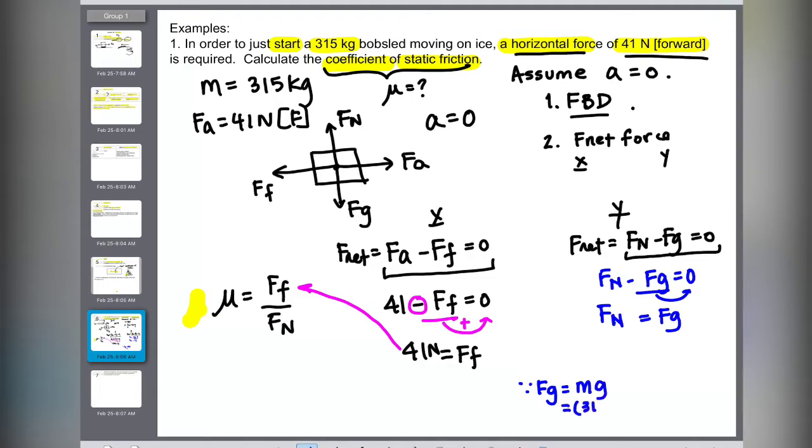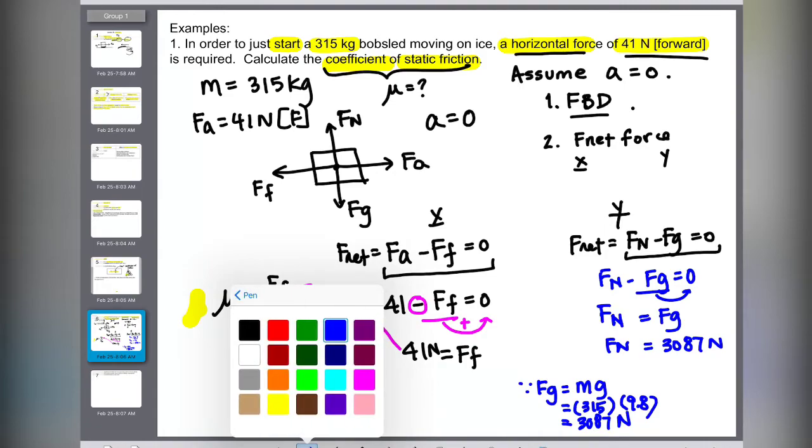So on the side here, I can do the calculation. Mass is 315 times the 9.8. If you don't remember them, that's okay. Write them out, right? Write out your equation. So I have 315 times 9.8. So I got 3087. So if Fg is 3087, then Fn is also equal to 3087 newtons.